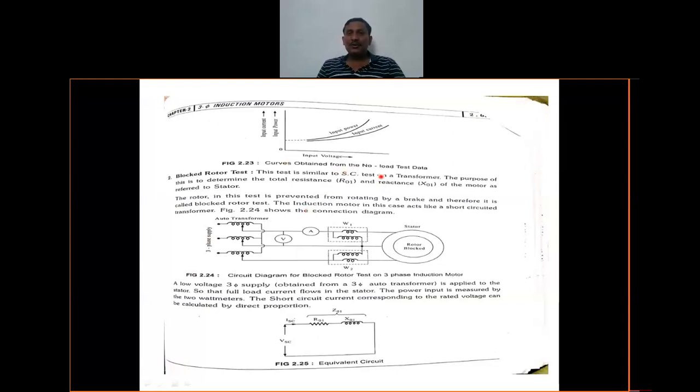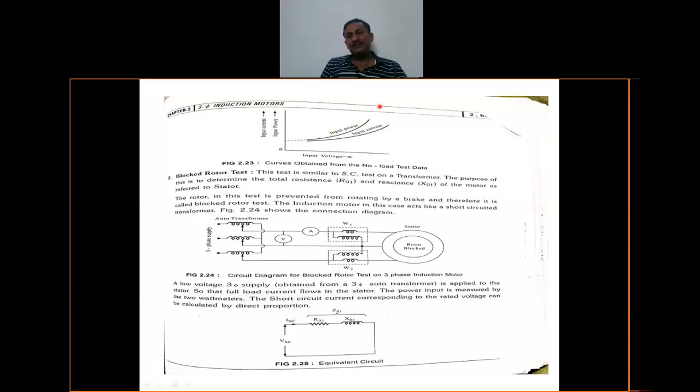Curves obtained from no load test data here. Input power: as input voltage increases, this input power increases and input current also increases. This is the curve. As input voltage increases, input power increases and input current also increases.